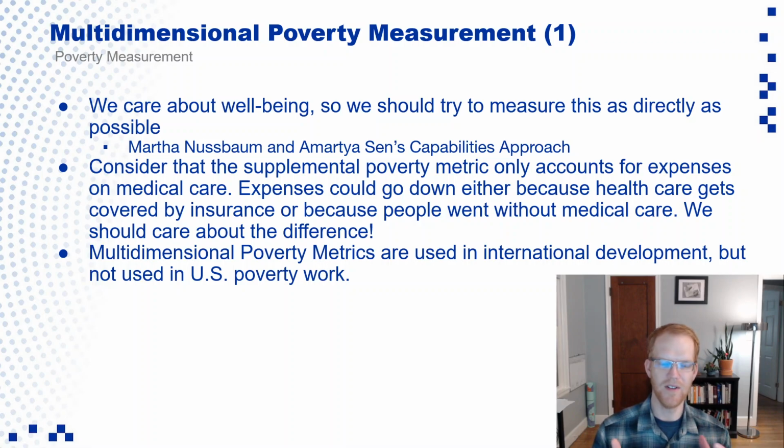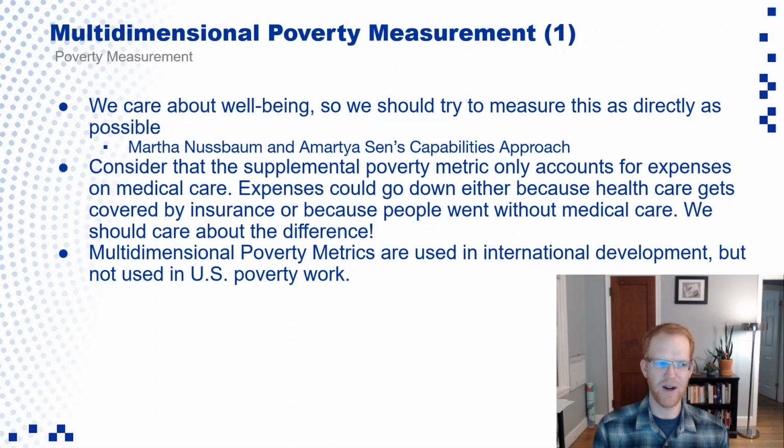And the general idea here is, instead of measuring resources that people have, or expenditures that they make, or relative positions in society, we measure things like, are they capable of healthy living? Do they have the resources they need that enable them to meet basic human capacities for flourishing, right? So consider, for example, the supplemental poverty metric only accounts for expenses on medical care. But that could go down either because healthcare gets covered by insurance or because people go without medical care. And those are very different, and we should care about the difference, right? We should care about the degree to which people have resources that allow them to live healthy lives.